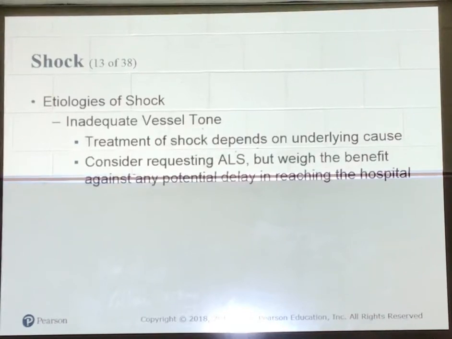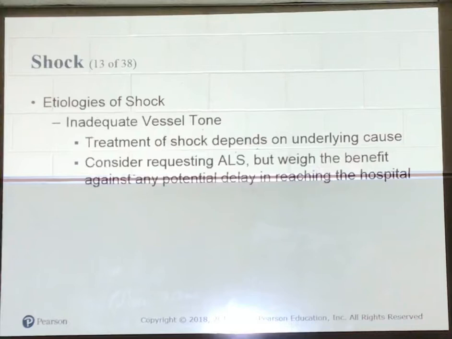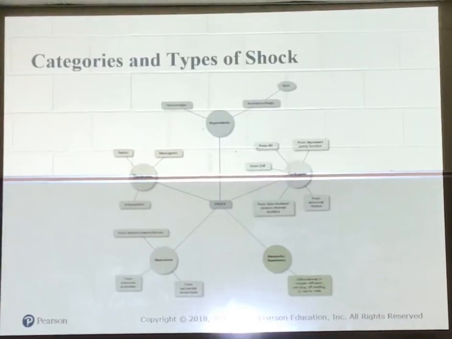In some cases, most cases, it may be highly desirable to contact an advanced life support unit that has medications, IV fluids, and higher level of procedures that can restore the pressure and perfusion, okay? However, keep in mind that there's only so much an ALS unit can do, all right? So delay in transport is not one of the options there.